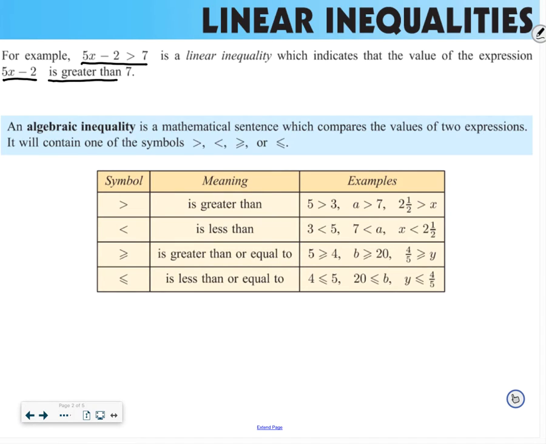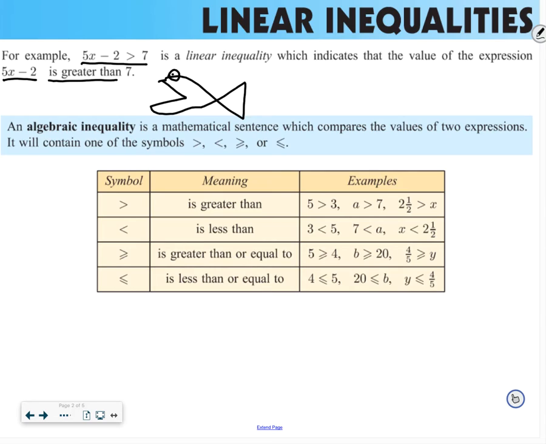Typically in elementary schools, we teach it that if we think of this as the mouth of a fish, the fish is always eating the larger of the sides. So 5x minus 2 is greater than 7.